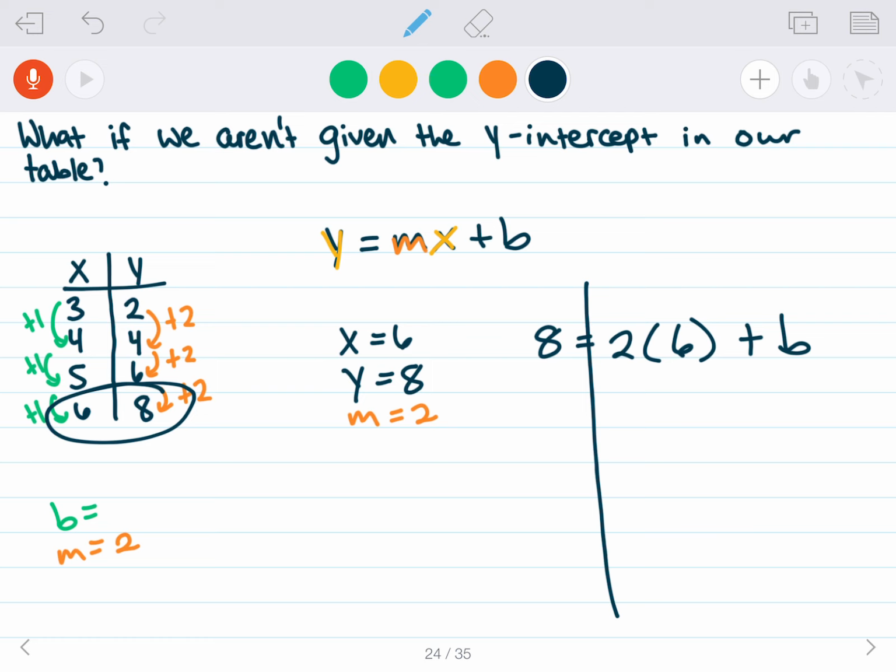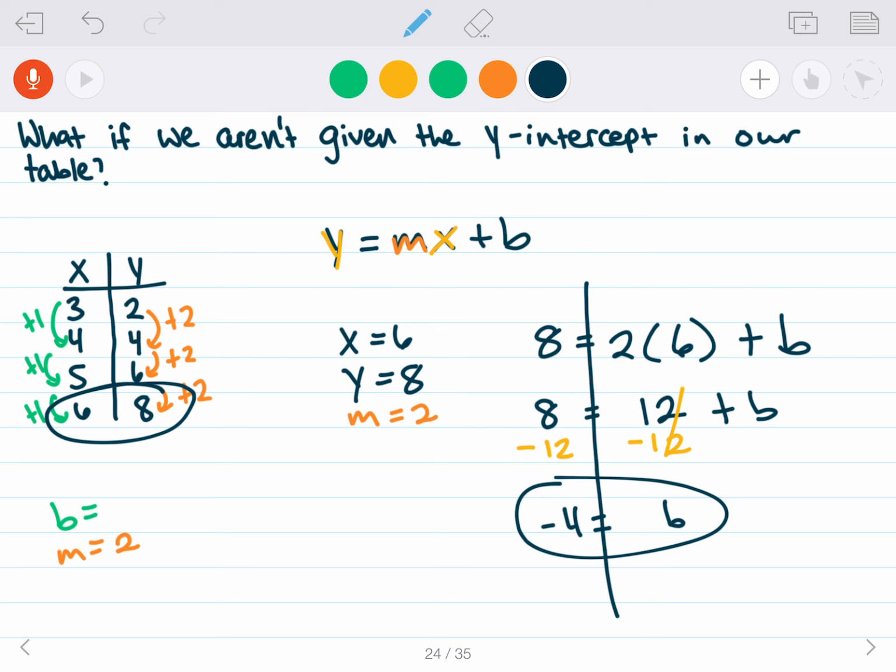Now b is a variable. This is just an equation. We're just trying to solve for b. So on the right side, 2 times 6 becomes 12, so I have 12 plus b equals 8, and I can get b by itself by subtracting 12 from both sides. And I get b is equal to negative 4. So there it is. We have b is equal to negative 4, m is equal to 2, so our equation is y equals 2x minus 4.